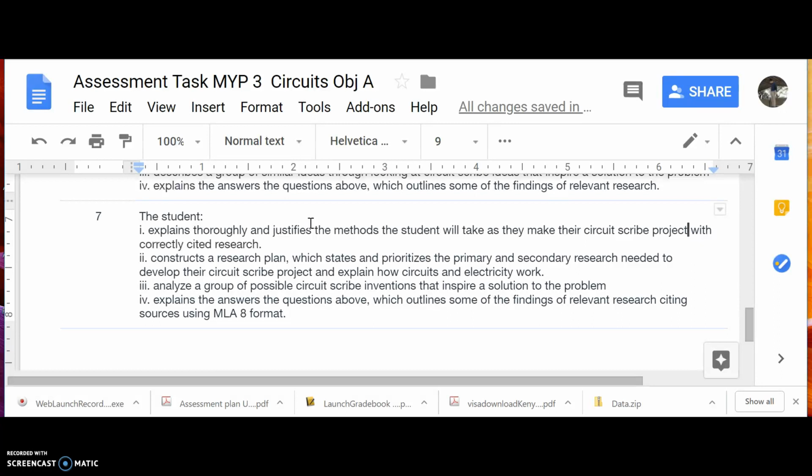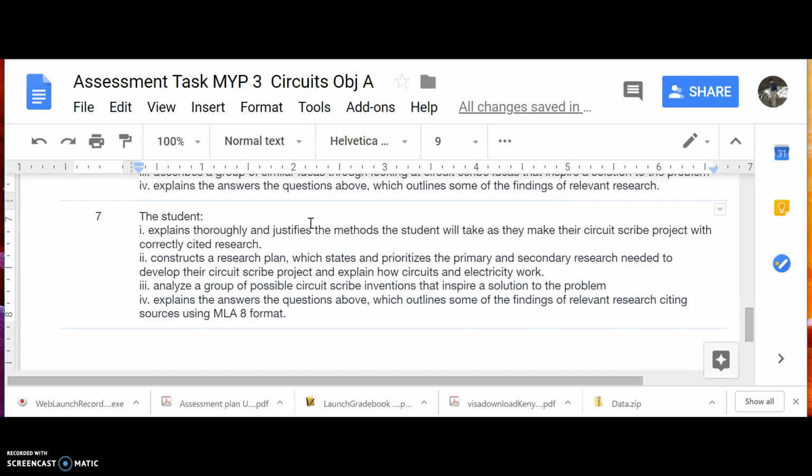Analyze a group of possible Circuit Scribe inventions that inspire a solution to the problem. Once you analyze, you should be going through them, talking about the components that they have, the components that you may need, different things you might need outside of class or things that you'd be able to get in class that would inspire that solution to that problem. So really going through and finding out how those certain projects are made. Because once you do that, then we can go through your available resources. If your available resources don't meet what you want to do for your project, you either have to gather resources from someone else, which means making a larger team, or you're going to have to choose something else.